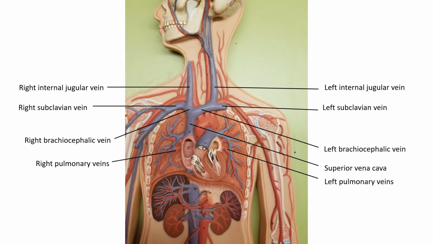So here we have the veins. Again, most of them are going to be in blue, except for the left and right pulmonary veins. Those are going to be in red because, again, they are still veins, but they are carrying highly oxygenated blood, and most veins are going to hold low oxygenated blood. So just keep that in mind. And if you want to pause this slide here, I would suggest doing that.